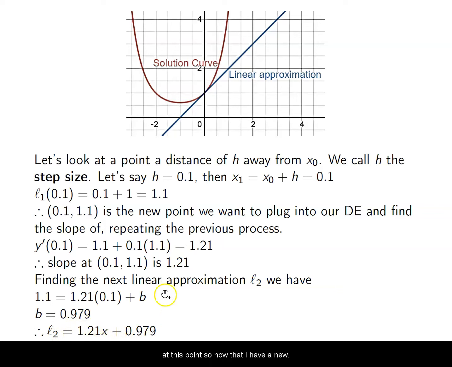So now that I have a new linear approximation, I do the same thing. I move over just a little bit, right? And I find my next input, which is going to be 0.1 more than 0.1. So I'm going to plug in 0.2 here, get my output, take that output, plug it into my DE to find the slope at that point, and then use that x, y and the slope to find the next linear approximation, L3.